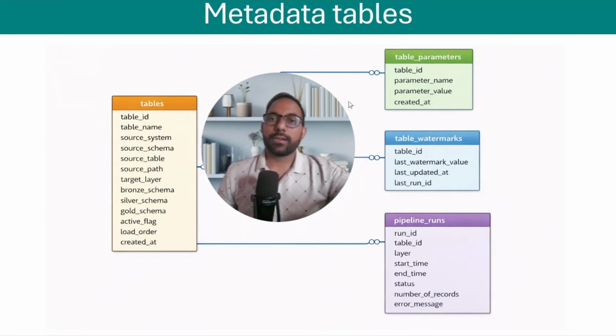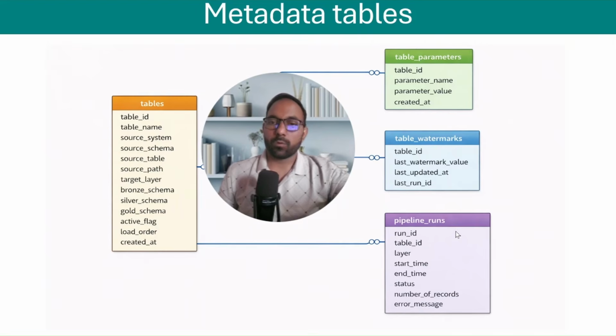And then in the table parameters, we will store some parameters related to each of the tables, like what is the load strategy, and what are the primary keys or merge keys. So those kinds of parameters we will be storing. And this will be a generic table with parameter name and value. In future also, we can add any additional parameters here. And in the table watermarks table, we will be adding the last watermark value, so that for incremental load, we can directly fetch it from here and then use it in the next run.